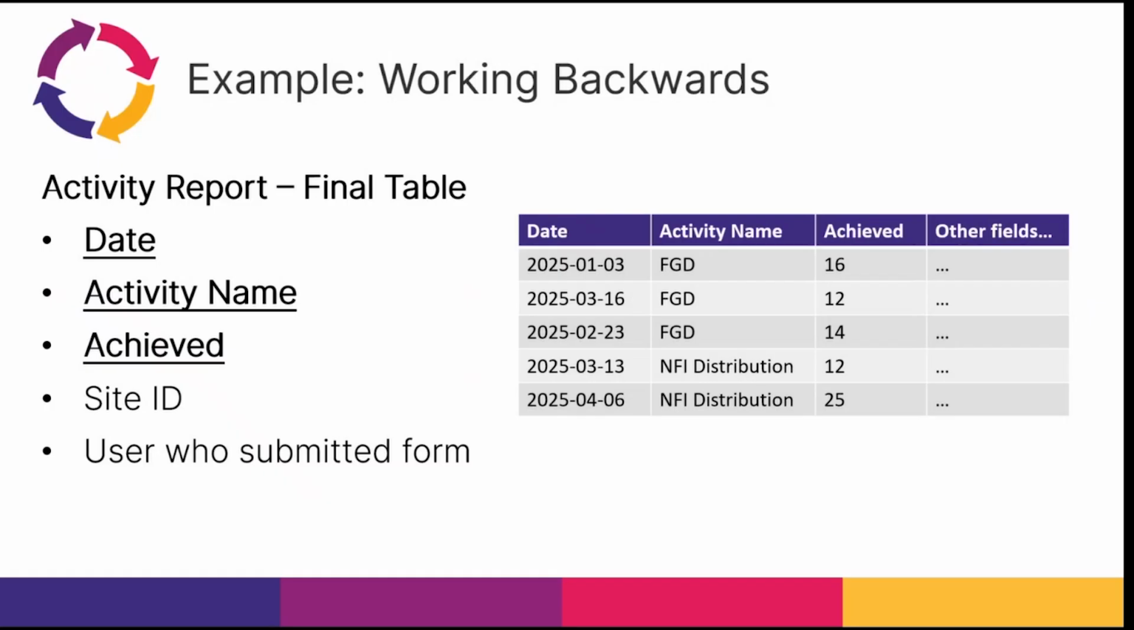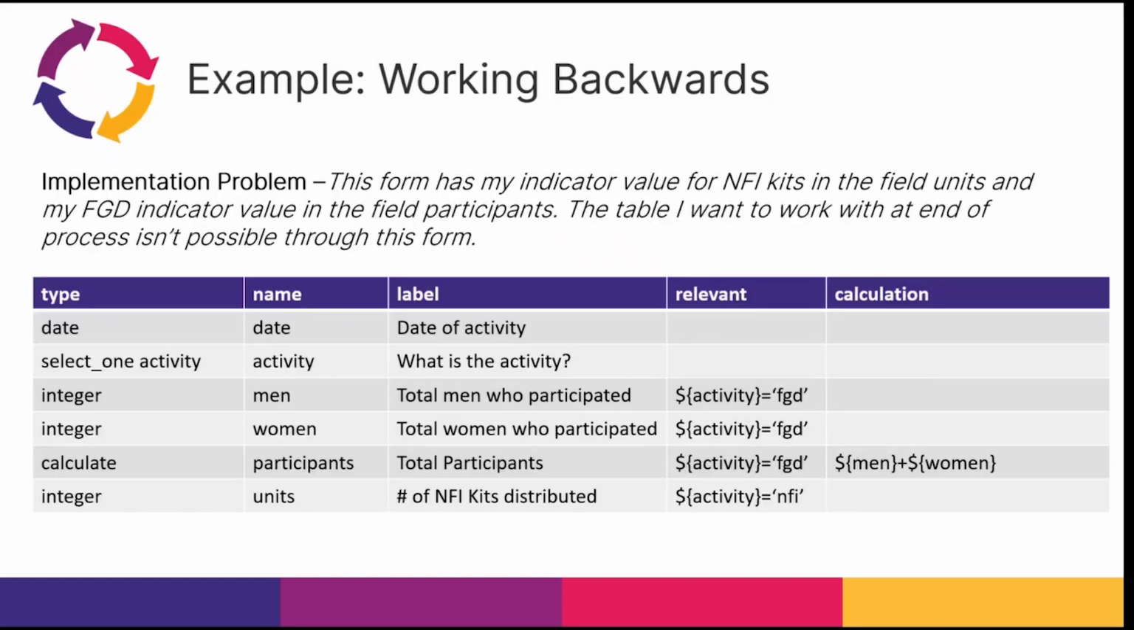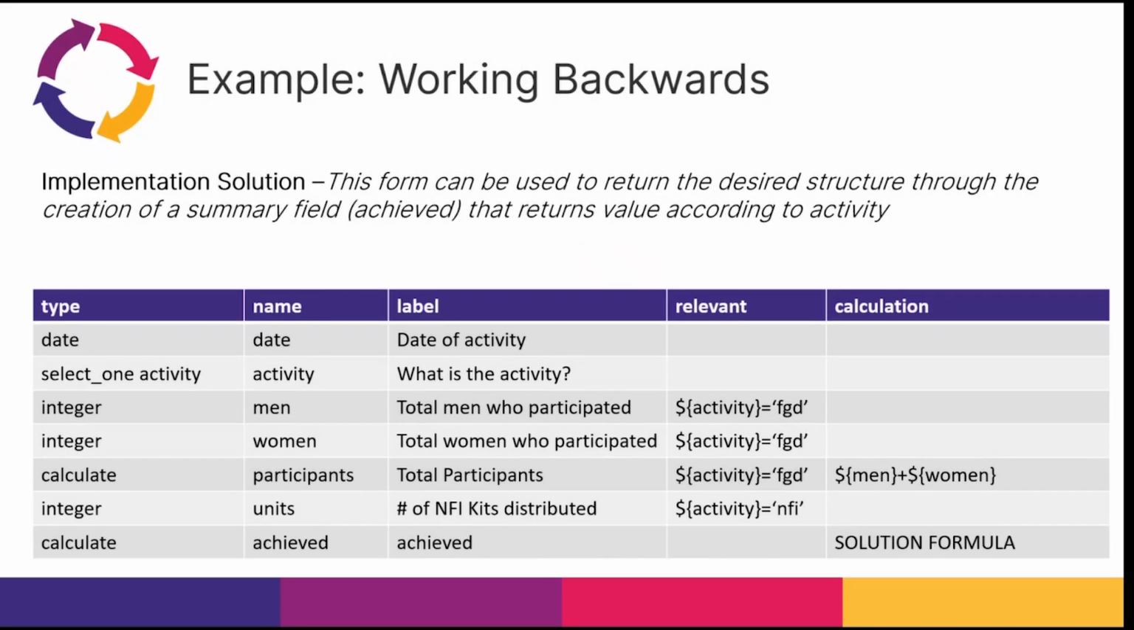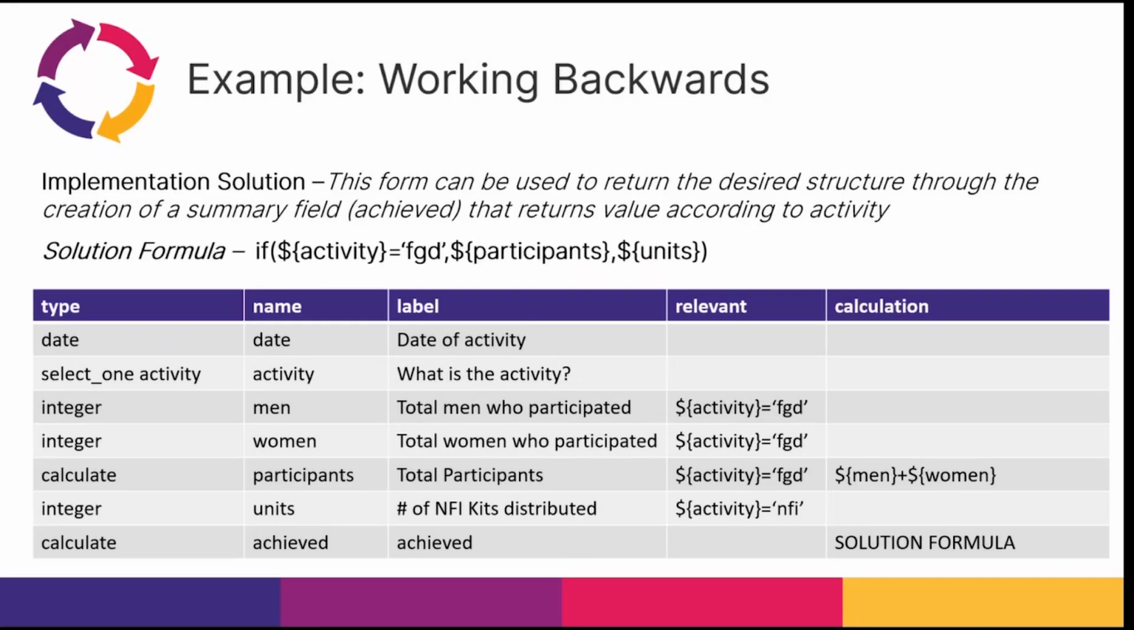Now, obviously, I can do some processing after I export the data, but in keeping with this spirit of pre-processing, how can I amend this form to really get the structure that I want? And so some of the solutions that I've started to think about are, what if I added a calculate field that had a way to pull either the value of participants or units depending on the activity? And sure enough, if I was to add this code to that calculation field or that column, it would say, if the activity is an FGD, give me the value of participants. Otherwise, select the value of units.